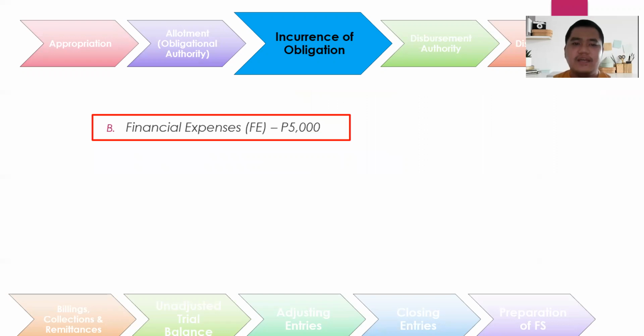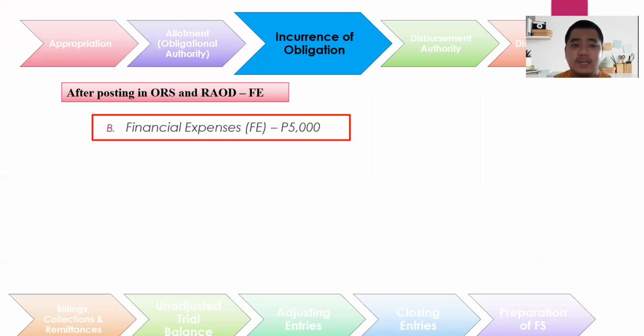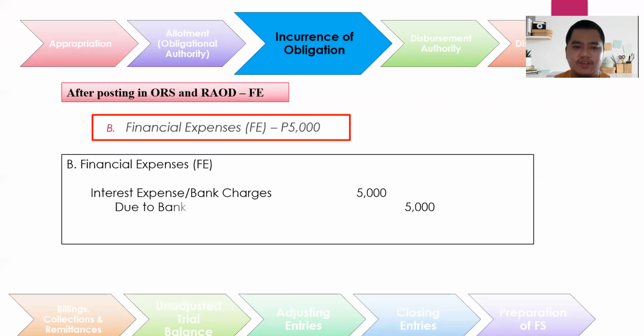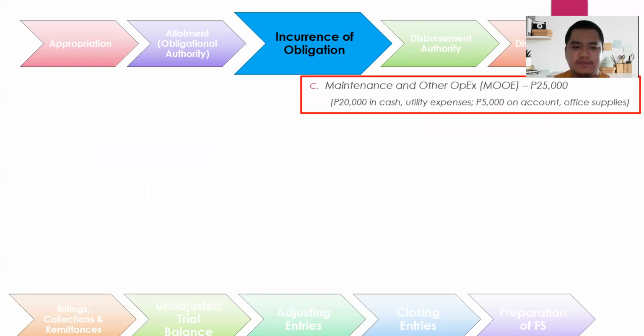Now, for the financial expenses, similarly, we have to post it in the ORS, or Obligation Request and Status, and RAOD FE. The accounting entry will be as follows. Interest expense or bank charges, 5,000 pesos, and then due to bank, 5,000 pesos. So that is to recognize payable to the bank for its services.